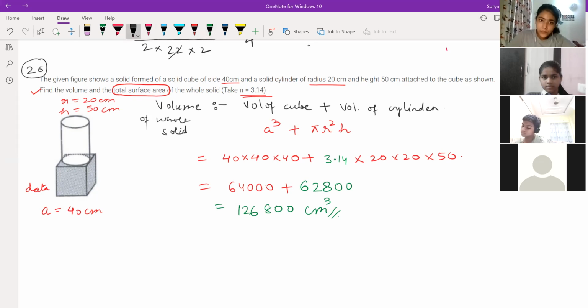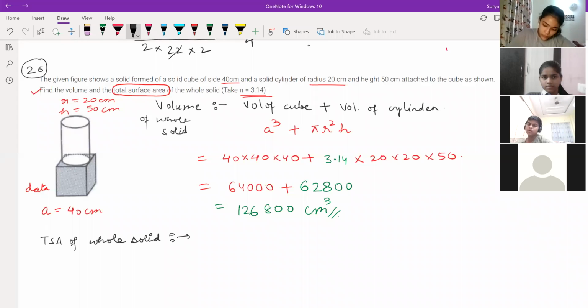How to find the total surface area of the whole solid. Total surface area of the whole solid. Think, a small thought is required here, because the general, normal formula doesn't work all the time. Why it doesn't work, I'll tell you.